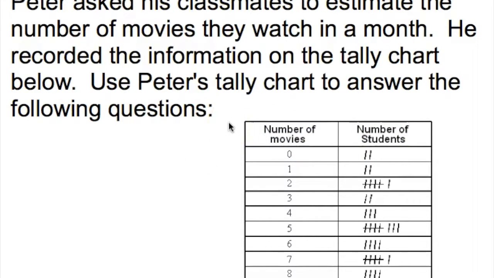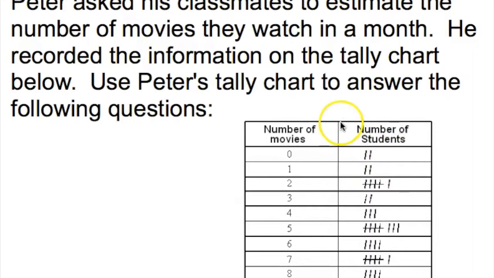Now, we made a tally chart about what, guys? Raisins. And how many raisins were in our boxes. So this is the same idea. So what we need to do is be able to look at and decipher what these mean, Dylan, by looking at the headings. So the number of movies that kids watched ranged from 0 to 8.